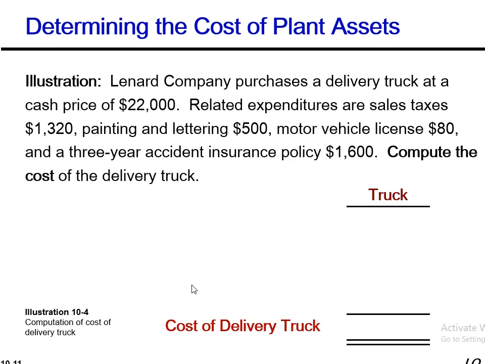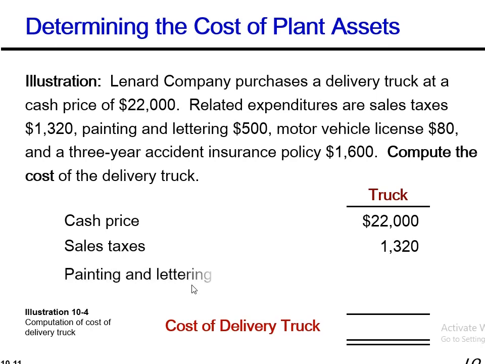So what are we supposed to do? We are supposed to calculate the cost of this delivery truck. So we'll add the cash price, which is $22,000. We will add the sales taxes, which is $1,320. We will also add the cost for painting and lettering, which is $500. So altogether, the cost for the delivery truck is $23,820. But do remember, you also incurred the cost of license expense, which is $80, and you also purchased the prepaid insurance, $1,600.